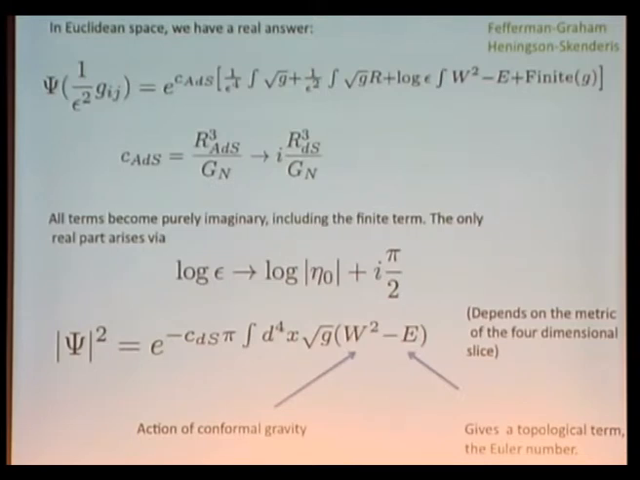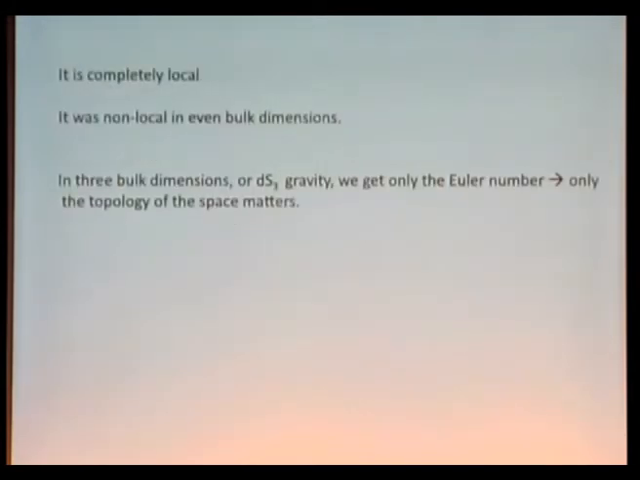And in fact, you can check, for example, that for the S4, you get the usual Hartle-Hawking answer and so on. And one surprise is that it's completely local. It was non-local when we did it in even bulk dimensions. And something similar happens in any number of odd bulk dimensions. So for example, in dS3 gravity, we get only the Euler number, and so it only depends on the topology of space.